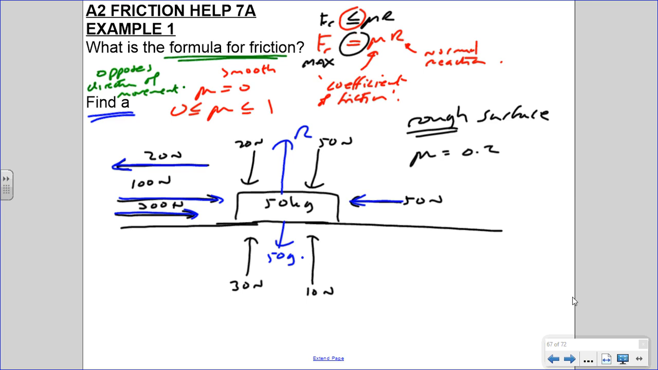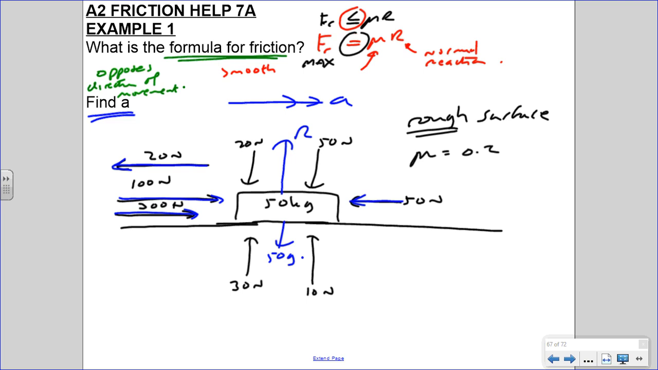So friction wants to oppose movement, right? So if this is going to the right and only 70 is going to the left, then this thing is likely to be accelerating to the right. So on my diagram, it's getting a bit messy, we use a double-headed arrow to say it's accelerating to the right.